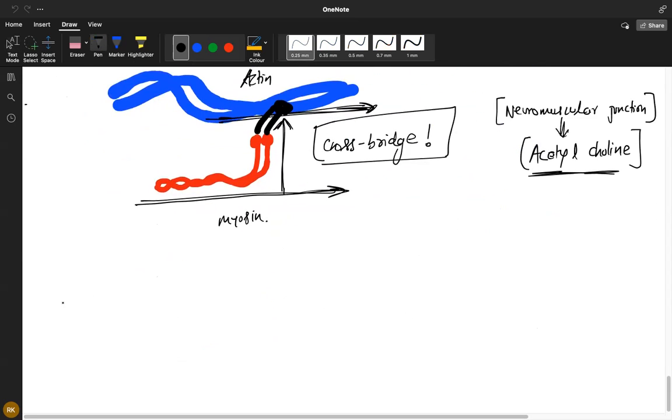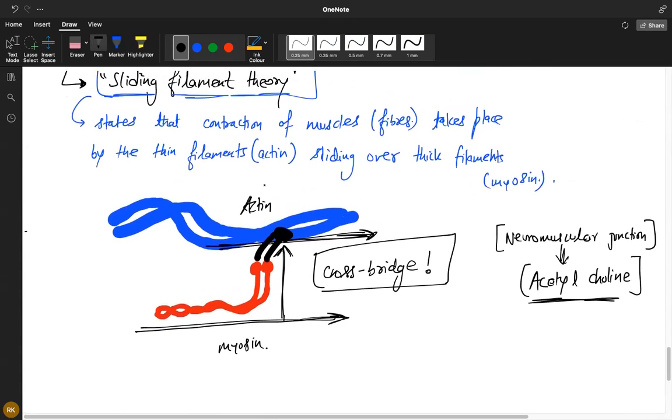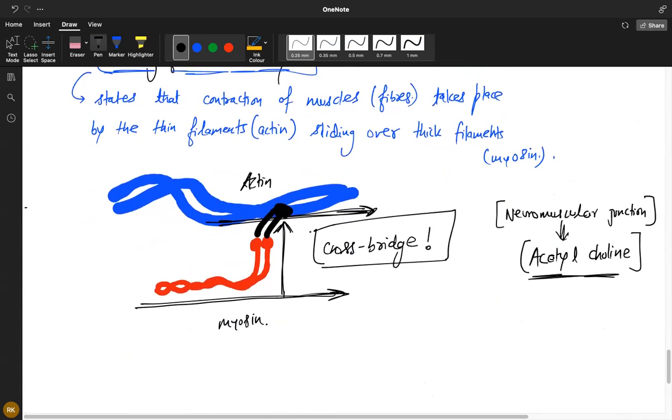So today we'll take from here, and in the last class we reached till this cross bridge formation, where you see this myosin attaching to the actin at sites which were previously occupied by troponin. So now this troponin is gone, because calcium came and bound to troponin and took troponin away. So now these sites are available for myosin binding. So myosin heads bind to that site. So the bridge is ready.